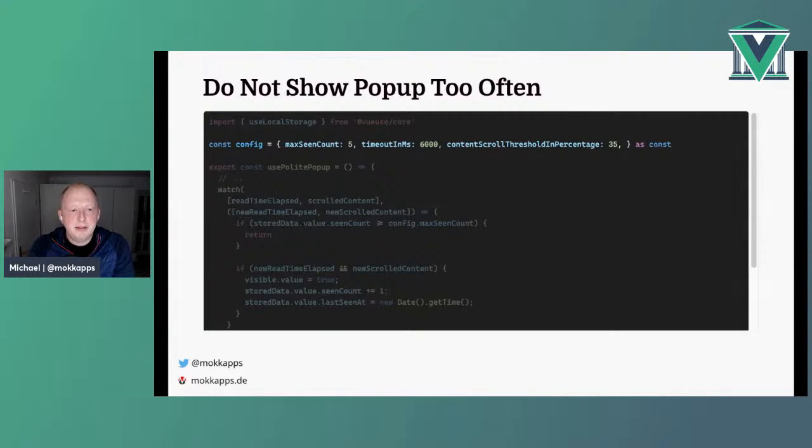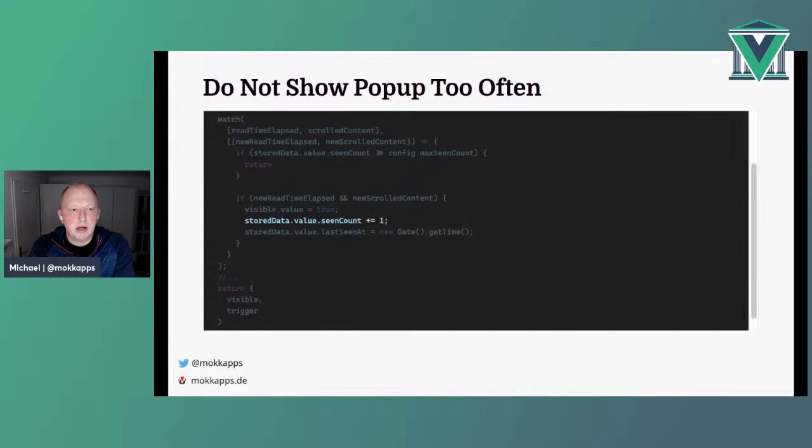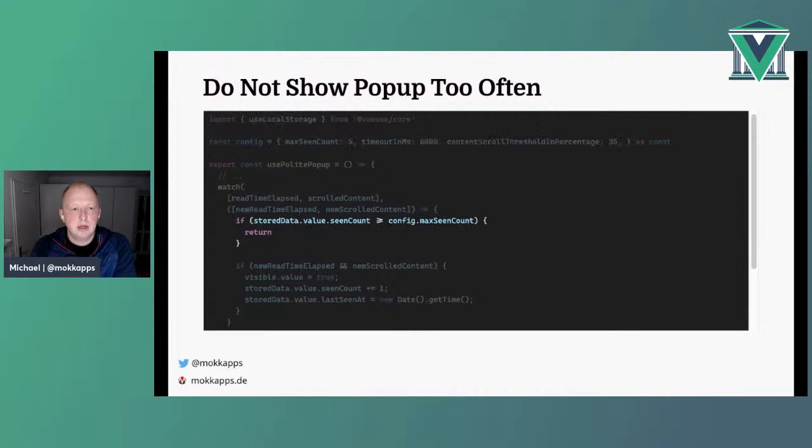How can we implement that? We are back in our watch function. We trigger the visibility of the pop-up, and then we simply increment the seen count. We then add another guard, and this guard checks the seen count in local storage. And if it is bigger or equal to the max seen count of our configuration, the pop-up is not shown.